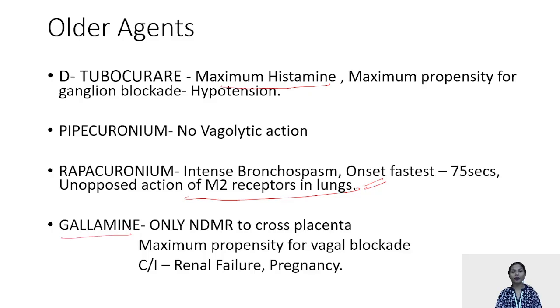Lastly, we have gallamine. All these non-depolarizing muscle relaxants are generally quaternary compounds which do not cross the placenta. But gallamine is the only NDMR which eventually crosses your placenta, and it can lead to your vagal block also. It is contraindicated in renal failure and pregnancy. See, these four drugs are only for historical purposes and for certain MCQs which are asked out of these drugs. Like for rapacuronium, it is your bronchospasm. For gallamine, it crosses your placenta.